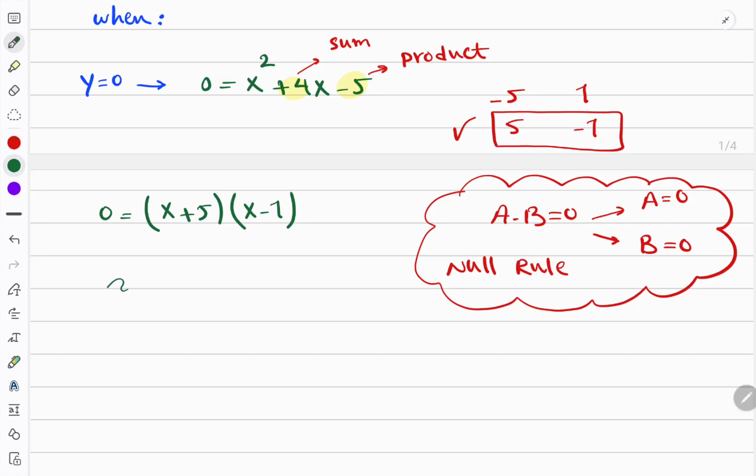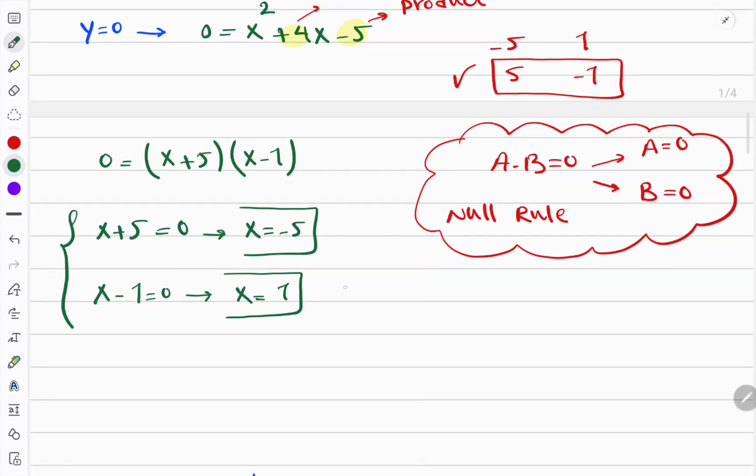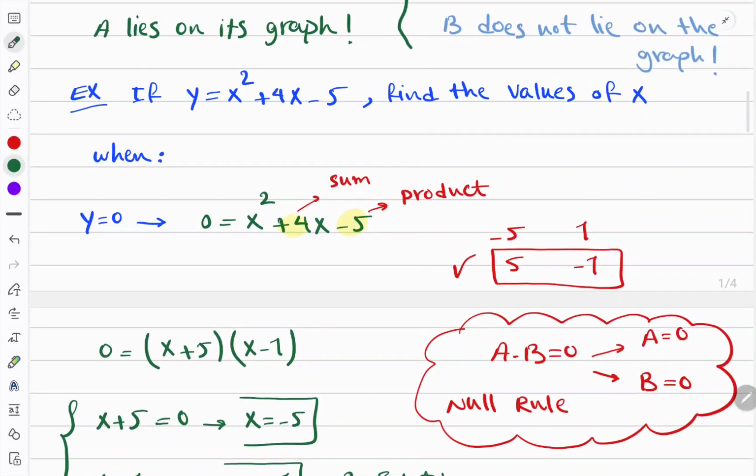So I'm going to use this first parenthesis, x plus 5 equals 0. So the first answer for x is -5, and x minus 1 is 0. The second answer is +1. So there are two solutions for this equation. Okay, so y is 0 here.